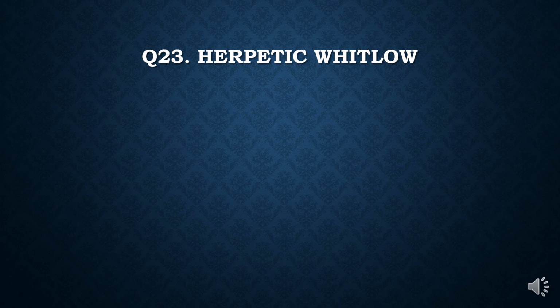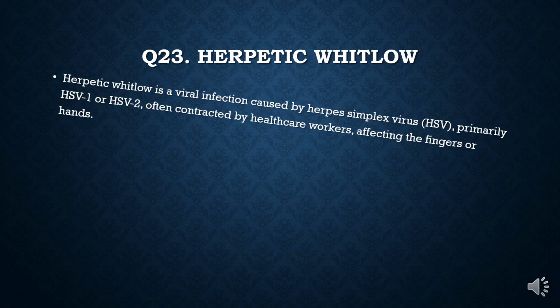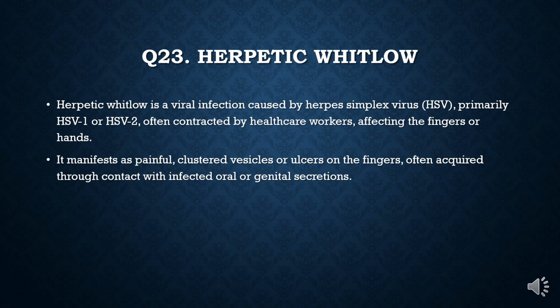Question 23 is herpetic whitlow. Herpetic whitlow is a viral infection caused by herpes simplex virus, primarily HSV1 or HSV2, often contracted by healthcare workers, and it affects the fingers of hands. It manifests as painful clustered vesicles or ulcers on the fingers, often acquired through contact with infected oral secretions.